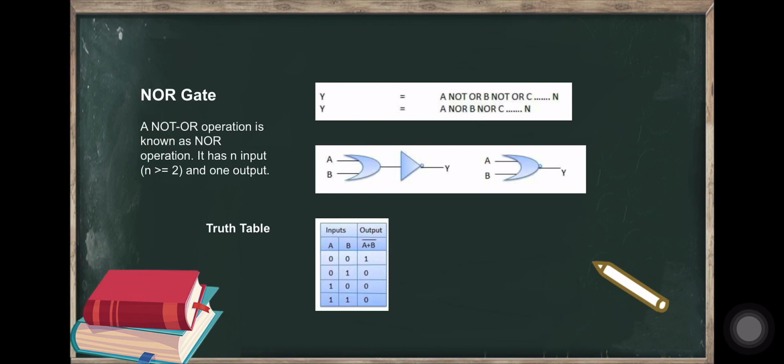0 plus 0 should be 0, but the NOT gate will invert it into 1. When the input A is 0 and input B is 1, the answer is 0. 0 plus 1 should be 1, but the NOT gate will invert it into 0, and so on.